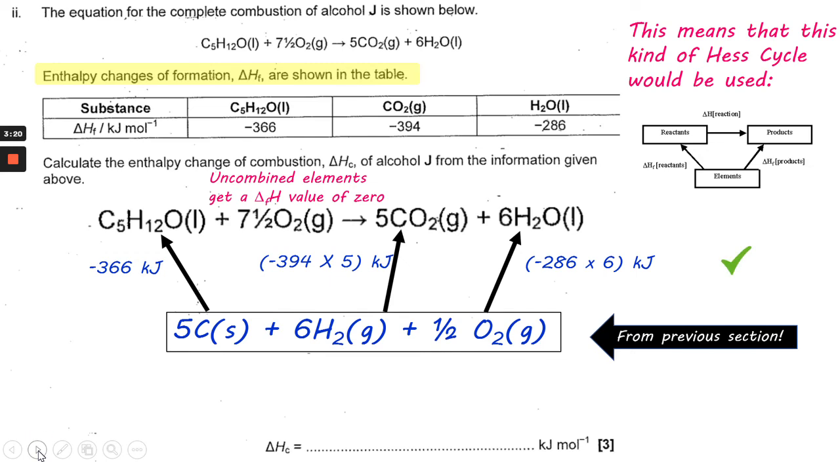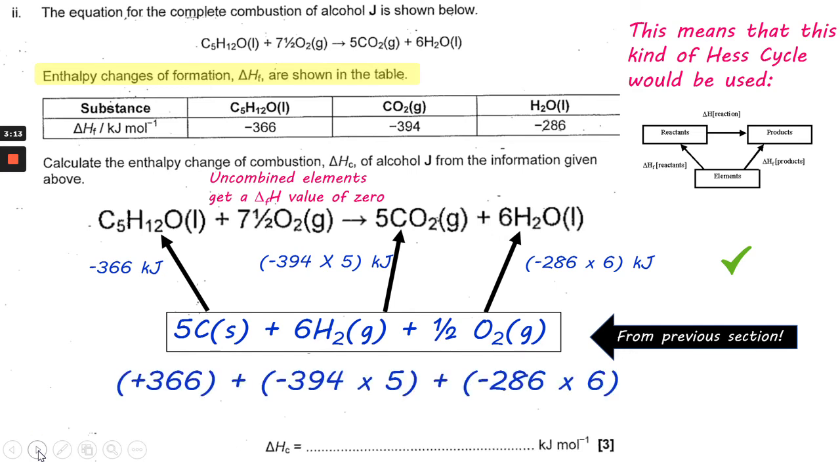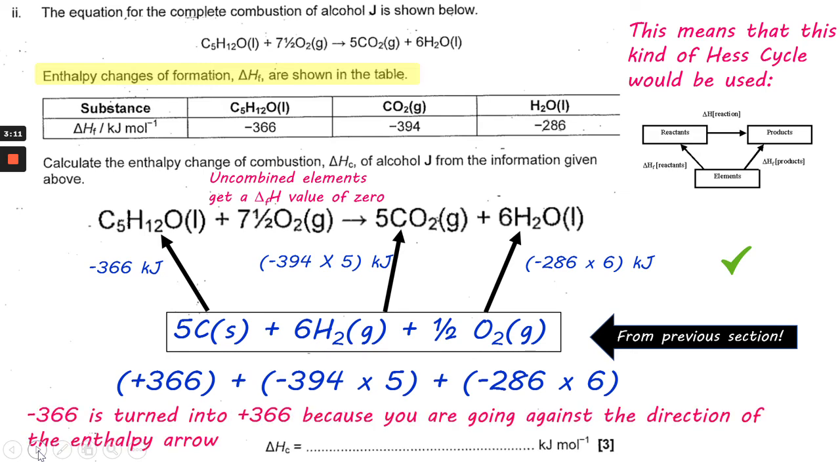And before I do that, just actually putting those numbers in is a piece of processing you have to do, so you get a piece of credit for that. Putting in the numbers, you'll notice that I've put in a plus 366 instead of a minus 366. That's because this is the direction in which the minus 366 acts, but obviously I'm travelling in this direction around my Hess cycle, so keep the magnitude but reverse the sign. So putting that into my calculator gives me minus 3320, and that's 2 marks.